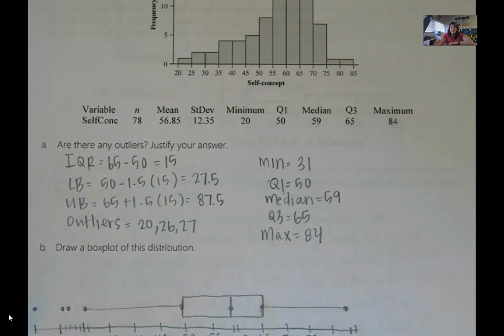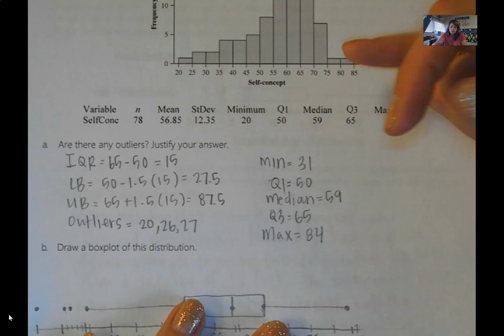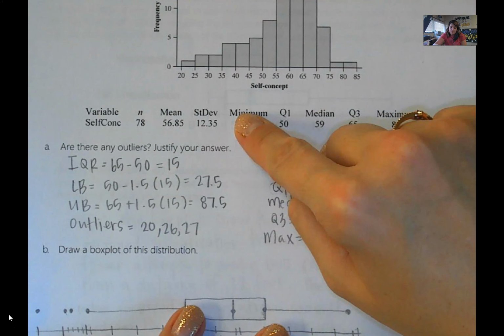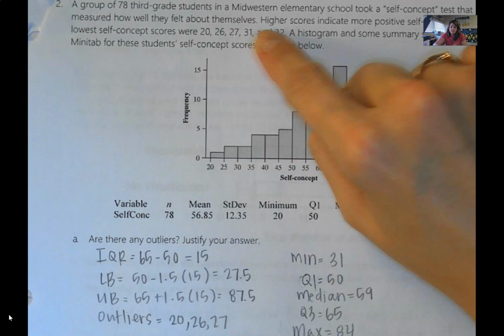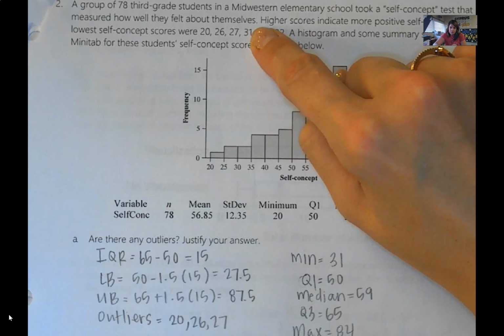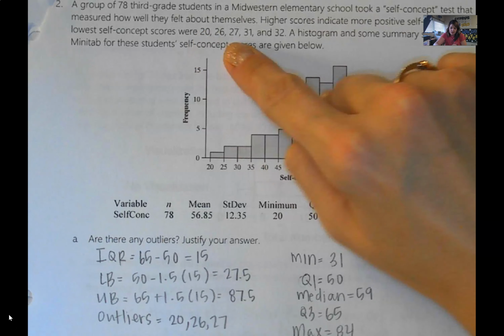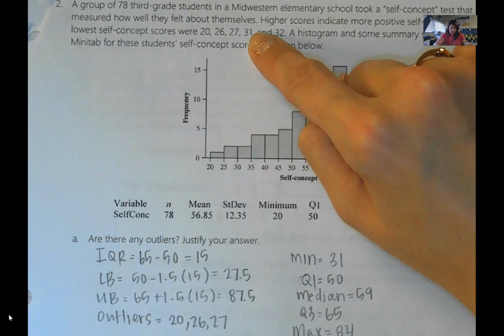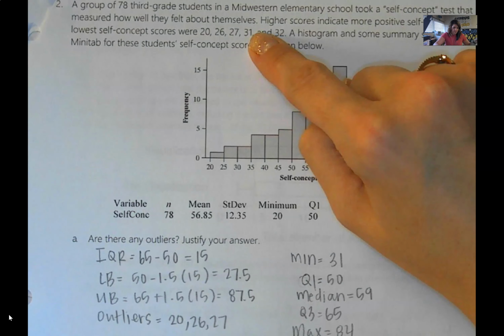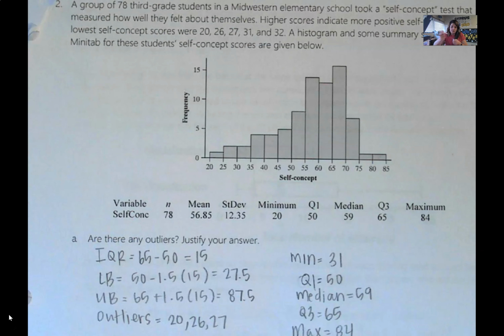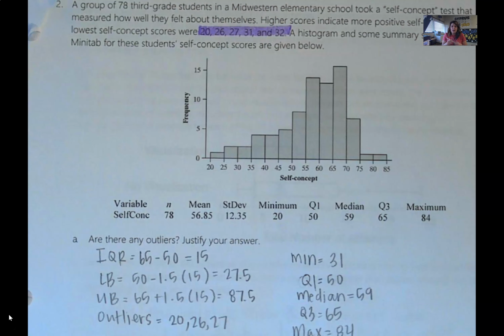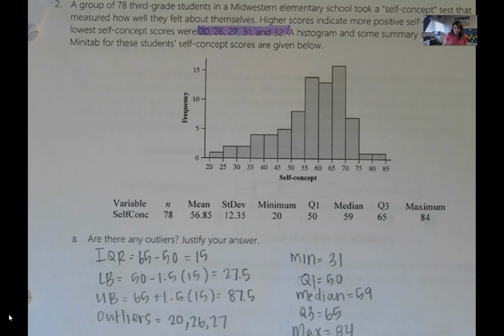Draw a box plot of this distribution. So we have to replace this minimum for our box plot with 31. These 3 are now outliers, so what we use as our minimum for our box plot is the 31. This problem would have been much more difficult. I'm not even sure if we would have been able to do it without them giving us that information.